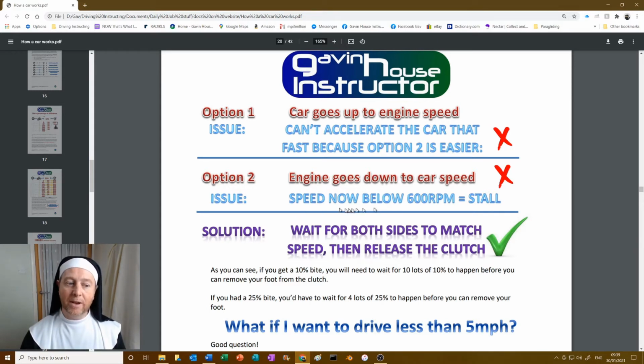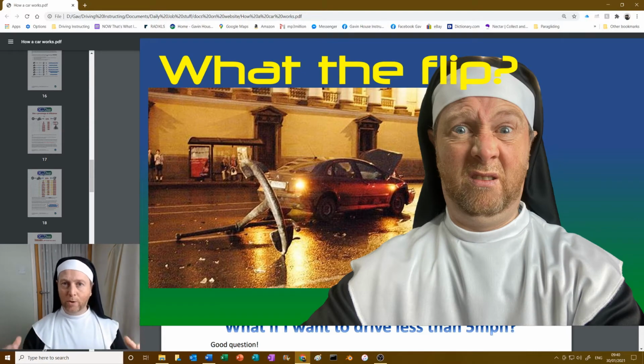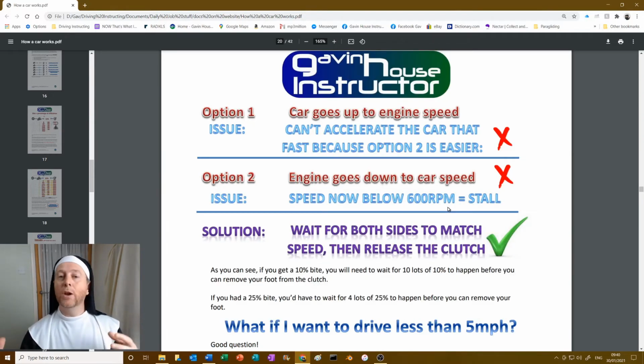The problem now is that the speed is below 600 RPM, and if the engine gets below 600 RPM, it switches off. If the engine switches off, you now have basically turned the engine into an anchor, because you've just joined a massive stationary piece of metal, called the engine, to the car.